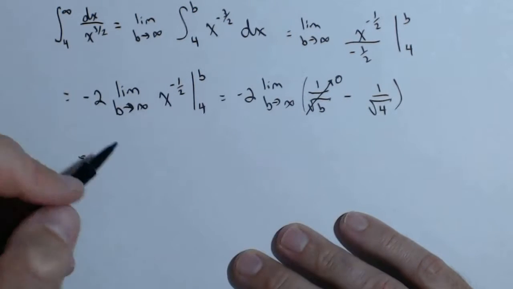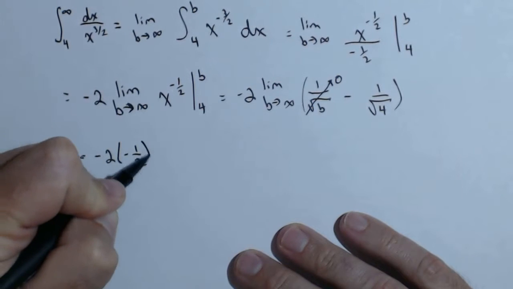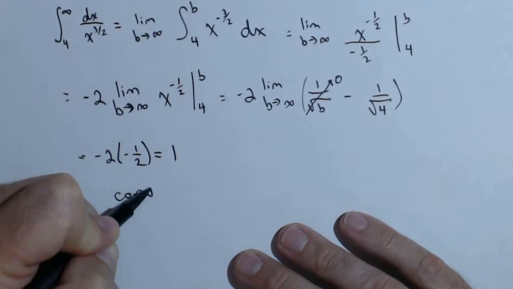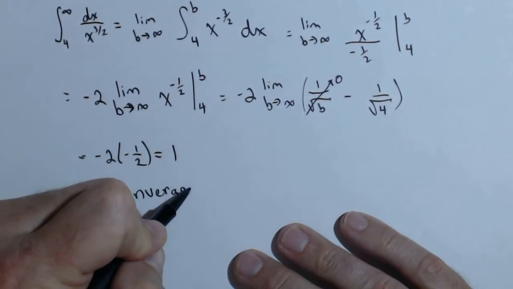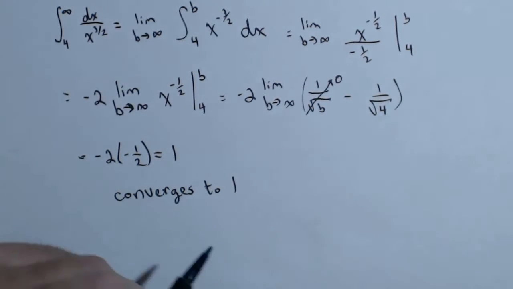1 over square root of 4 is 1/2, so we end up with -2 times -1/2, or that this guy converges to 1. So we could just say it converges to 1, or it's convergent with the value being 1.